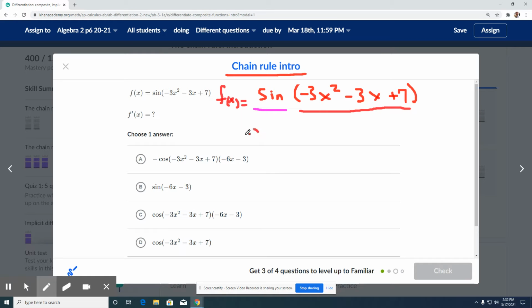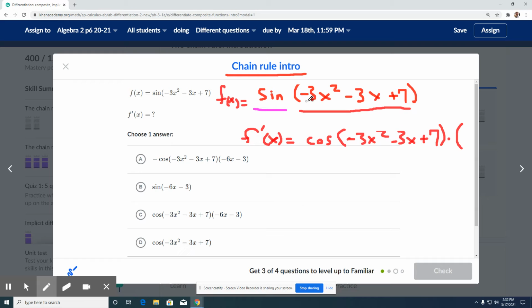Okay, so f prime of x. The derivative of sine is what? Cosine. What do we put inside of cosine? Well, we put whatever was inside of sine. So we just repeat that. That'd be negative 3x squared minus 3x plus 7, times the derivative of the inside here.